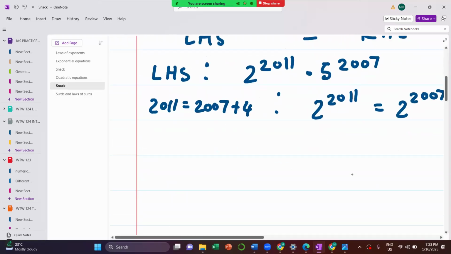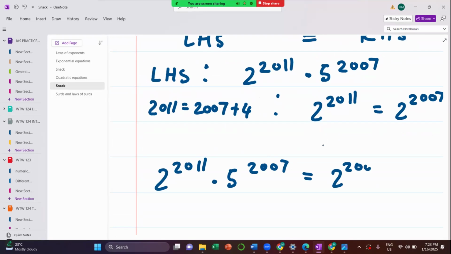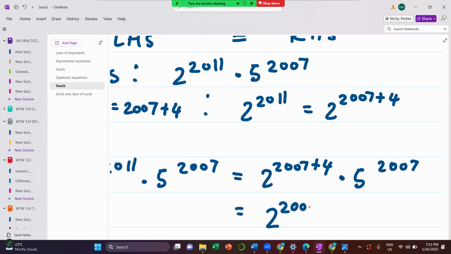Yes, sir. So now this means that 2 to the exponent of 2011 times 5 to the exponent 2007 can be written as 2 to the exponent of 2007 plus 4 multiplied by 5 to the exponent of 2007, right? And because I'm adding two exponents here, I can separate it into 2 to the exponent of 2007 times 2 to the exponent of 4, multiplied by 5 to the exponent of 2007. Are we okay?